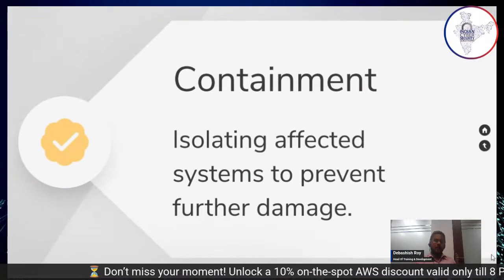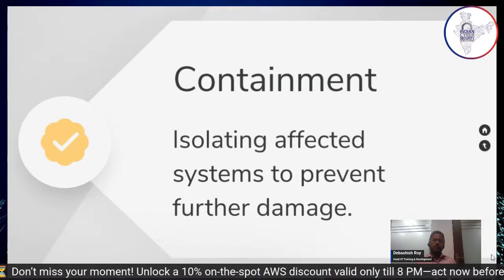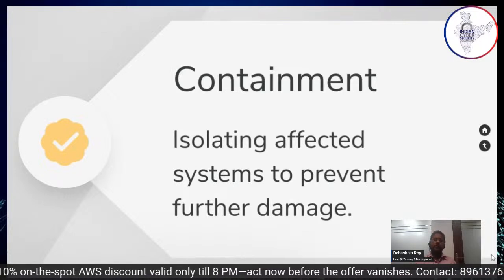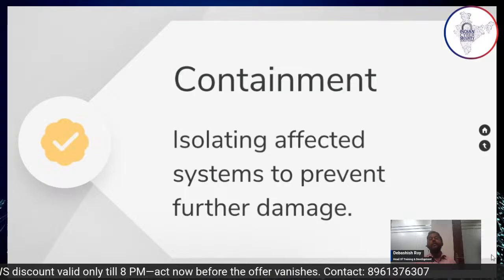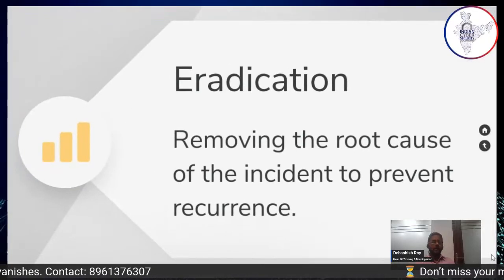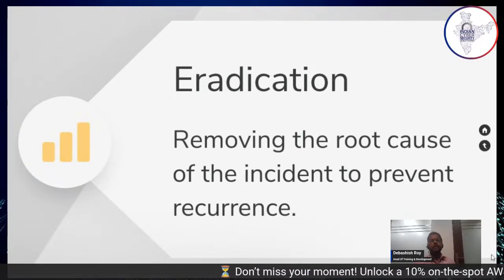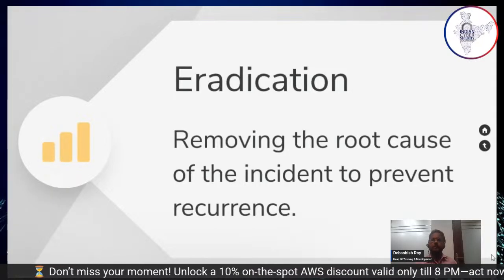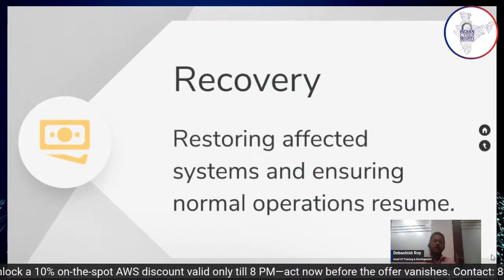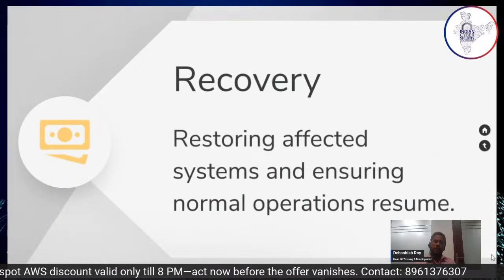Then containment. If something has happened, say one file is virus infected or something like that, you contain it, you quarantine it. So isolating affected systems to prevent further damage. So you quarantine that resource so that it cannot spread. Eradication: removing the root cause of the incident to prevent reoccurrence. So once it has occurred, you can prevent the recurrence of the attack. And recovery: restoring the affected systems and ensuring normal operations resume.